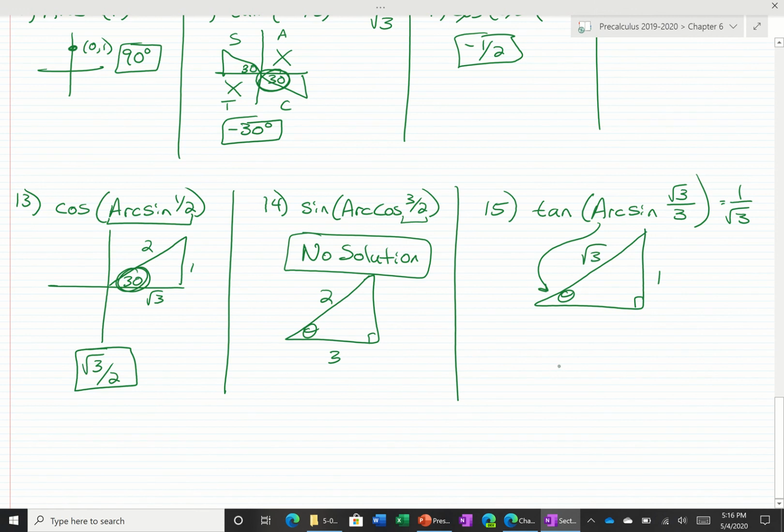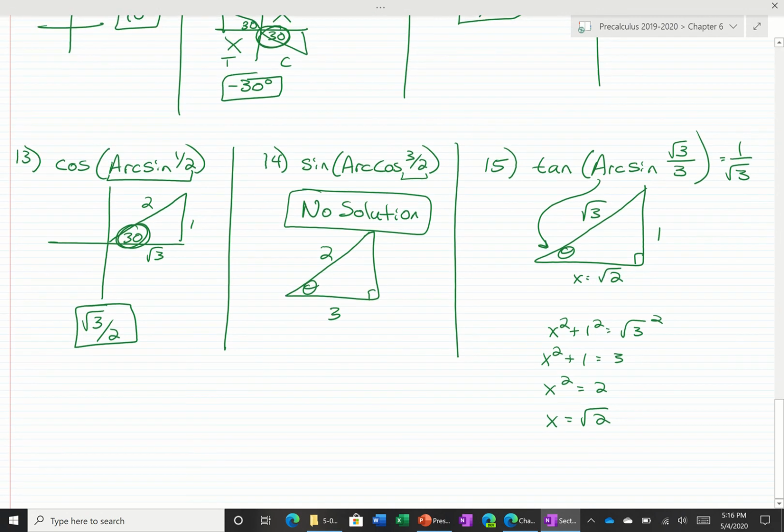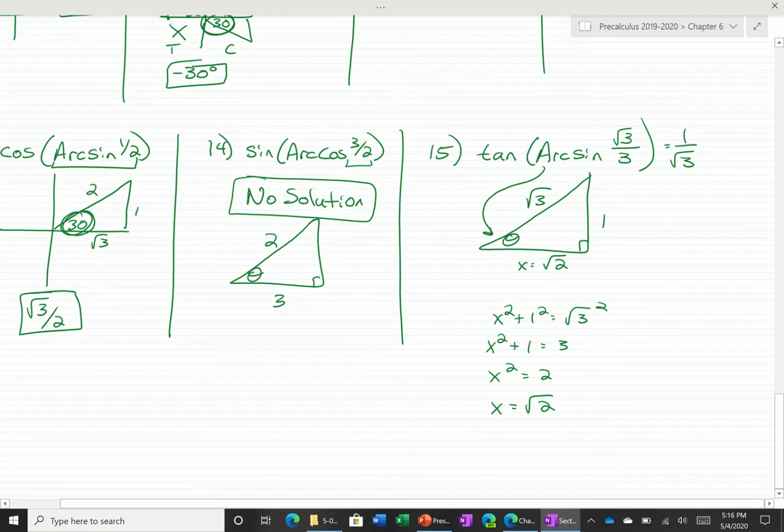All right, so using Pythagorean Theorem, we're going to have x squared plus 1 squared equals √3 squared. x squared plus 1 is equal to 3. x squared is equal to 2. x would equal the square root of 2. So we had to draw a triangle for this because it wasn't a special triangle. And let's see here. The tangent of this would be opposite over adjacent. It's 1/√2. Rationalizing gives us √2/2.